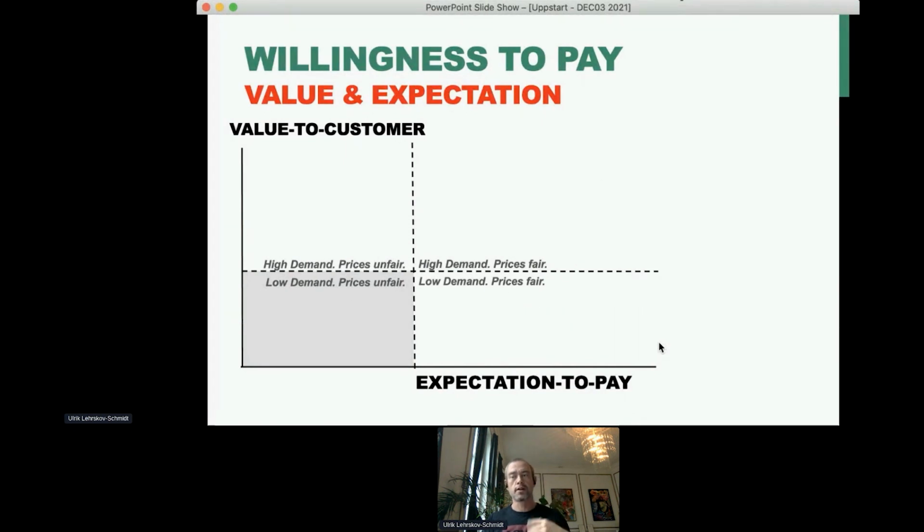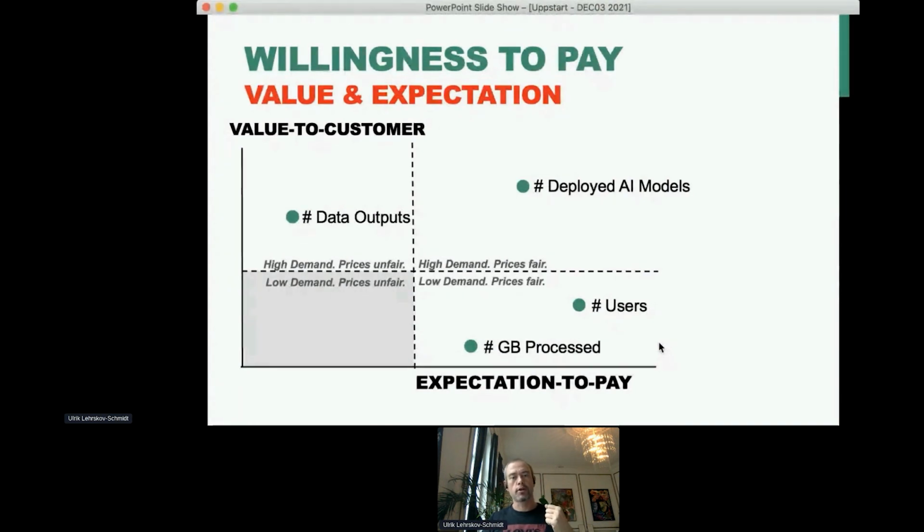So if we go into the 2021 AI example, we can plot out their four pricing metrics: data outputs, deployed AI models, users, and gigabytes processed, and see that data outputs, even though it's at the end of their value chain, is actually not really high on the expectation to pay, which I also sometimes call the fairness metric. Sure, we have demand for, let's say, credit scores out of our model. We just don't think that it's fair that you charge us by them. But the deployed AI models sit really, really well in the midst of this.